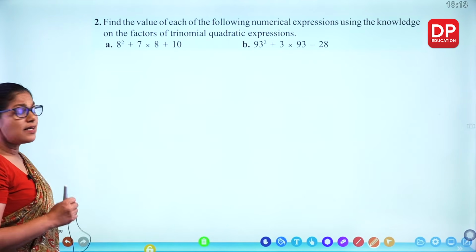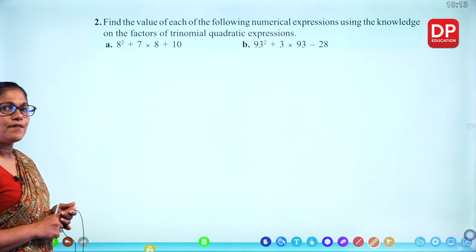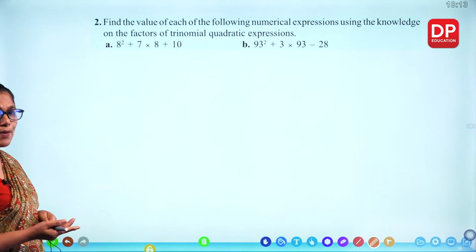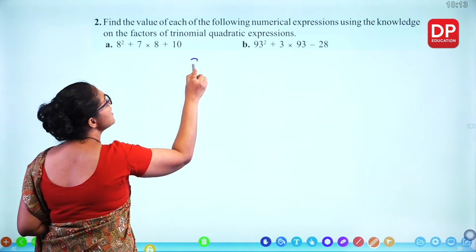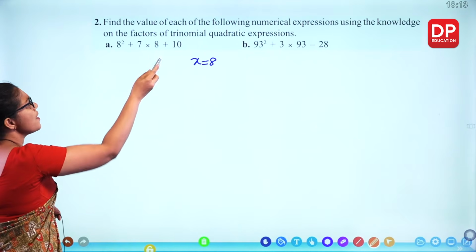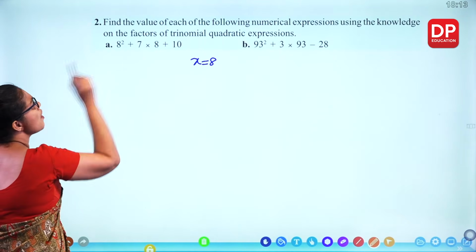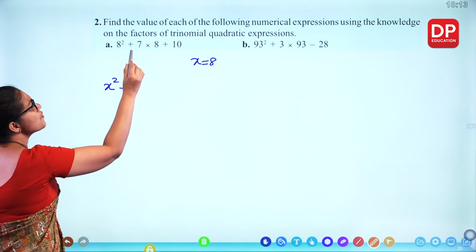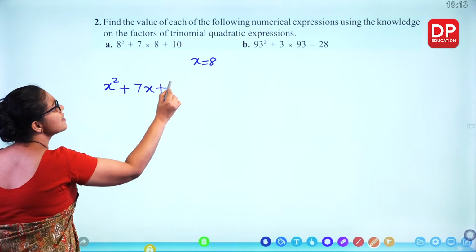Now here earlier we used letters. Now instead we have numbers. So what we can do, we can change these numbers to letters. So I'll take this number 8 as x. Then converting this expression to an algebraic expression, instead of 8 squared, I can write x squared. Instead of 7 times 8, I can write 7x plus 10.